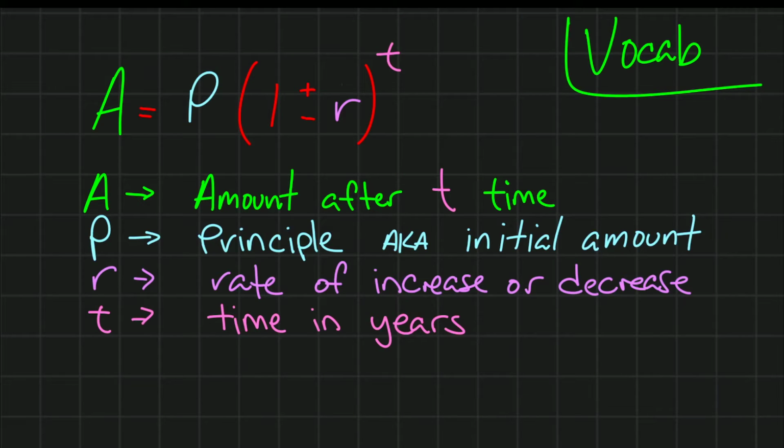First, let's go through some vocabulary. Really, the only thing that you need to know is that we have to use a formula for this. We have A is equal to P multiplied by 1 plus or minus R to the T power. Down the line, A is going to be the amount after your time T. Your P is your principal, which is also the initial amount. Your R is your rate of increase or decrease. And T is going to be the time in years. And obviously, you'll be adding if you're going to be increasing in value, or you're going to be subtracting if you decrease in value.